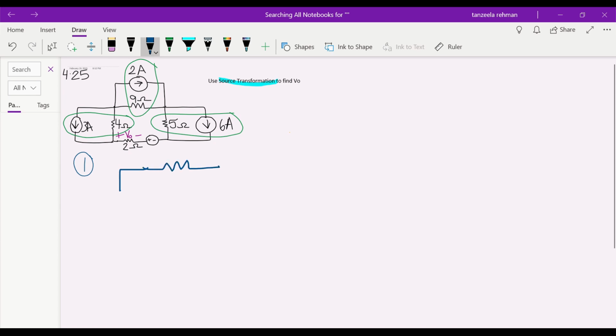After source transforming these resistances that are parallel with these current sources, we end up with the 9 ohm resistance in series with the voltage source. Be careful with the polarities, ensure that the tip to tail matches up so that the tip of the arrow is the positive polarity of your voltage source. And so it becomes an 18-volt voltage source because we have a 9 ohm resistance paralleled with the 2 amp current source. So simply by Ohm's law, V equals IR is the principle that we apply.